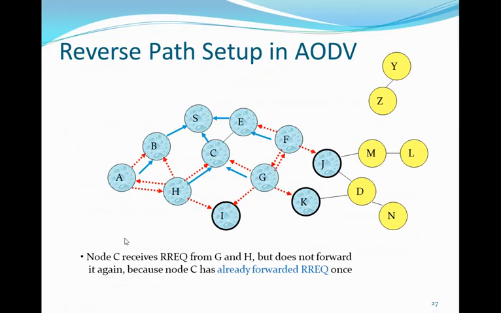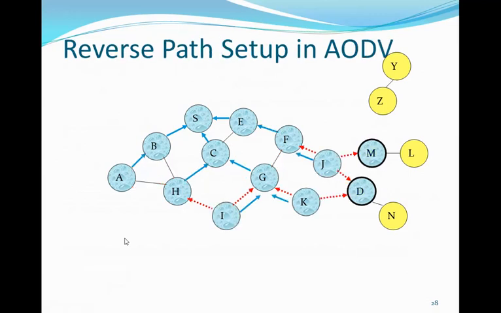So here you can see that node C receives the route request from G and H, but it doesn't forward it again because node C has already forwarded the route request. And similarly, you can see there is no node onward from A and H, so therefore the packet will be stopped over there, but we have nodes on the other side from J and K, therefore the process will continue onward from J and K.